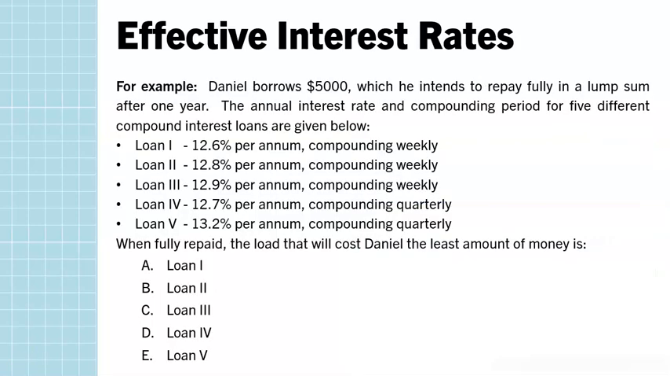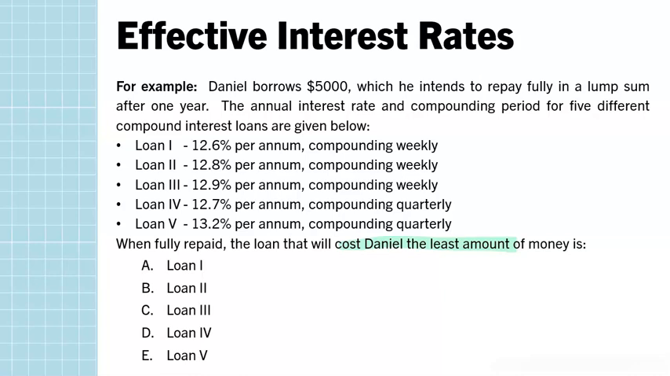Okay, so we'll use this first example here to show how we can utilise our calculator, but also have a bit of an understanding about the effective rates. So Daniel borrows $5,000, which he intends to repay fully in a lump sum after 1 year. The annual interest rate and the compounding period for 5 different compound interest loans are given below. And so we're going to be asked to compare these 5 options and decide when fully repaid the loan that will cost Daniel the least amount of money. So which option is the best option for him?